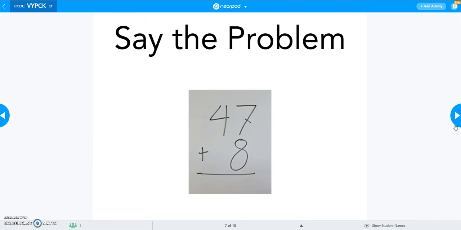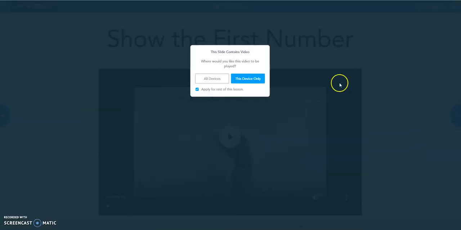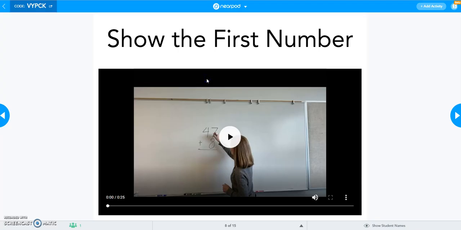So we say the problem, that's our first step. 47 plus 8 equals. And this next slide has a video, so I'm going to have it be viewable for all devices. That way my student can see it as well.